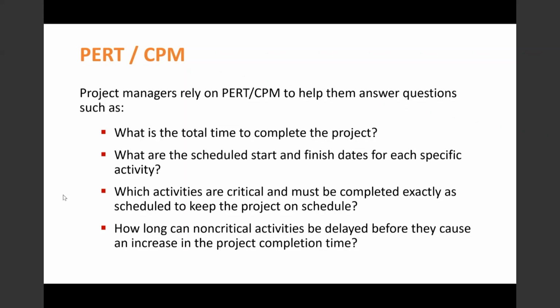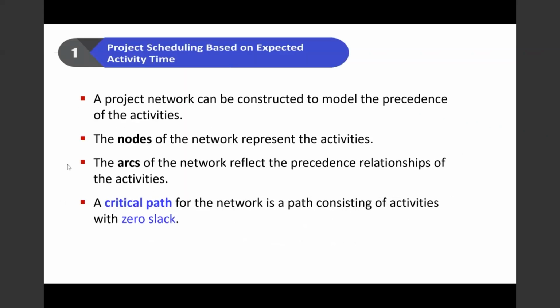Okay, let's go to the first one, which is project scheduling based on expected activity time. A quick recall: if we have project scheduling, we draw up a project network. There are two types of project network. Can you all remember what they are?